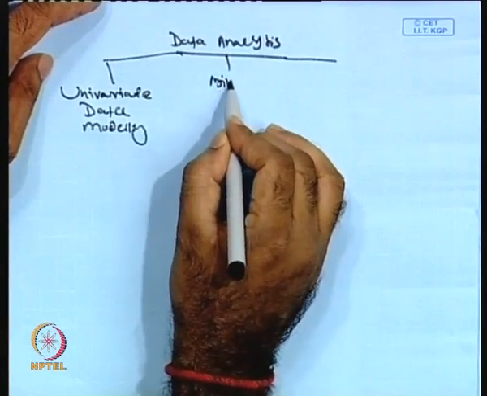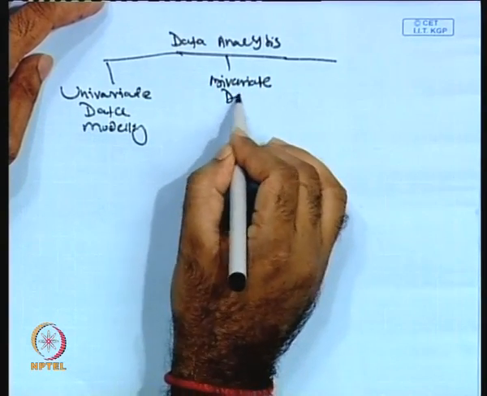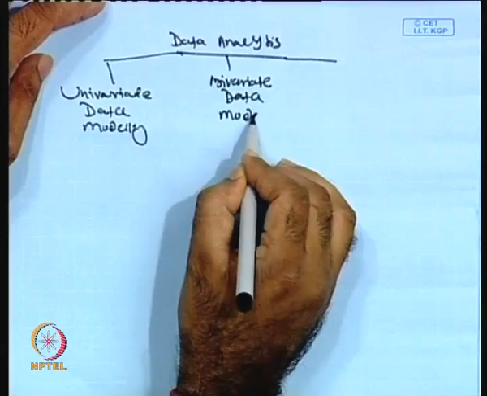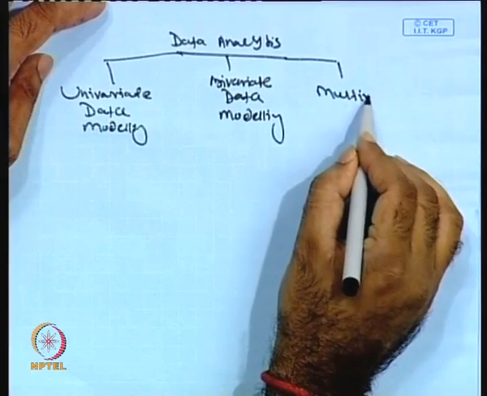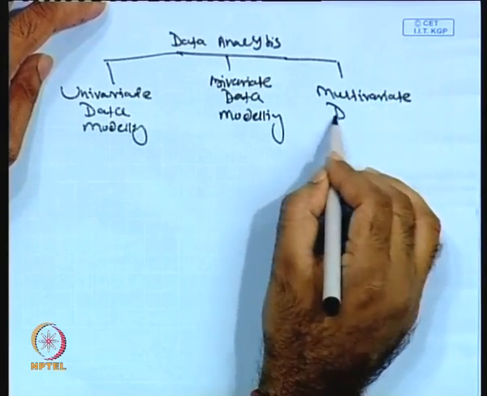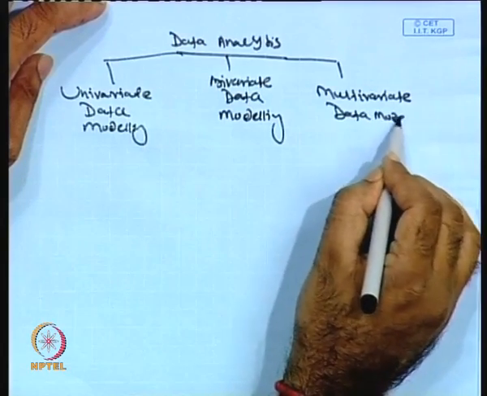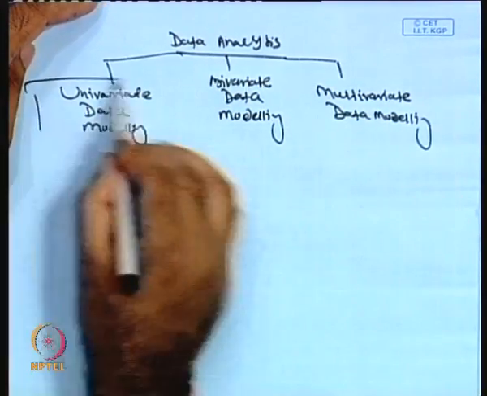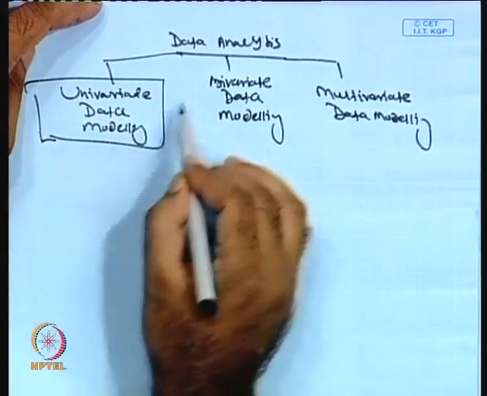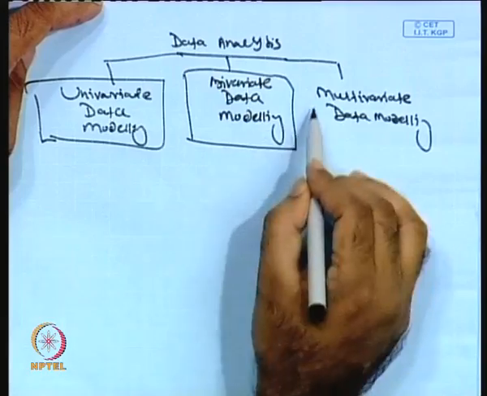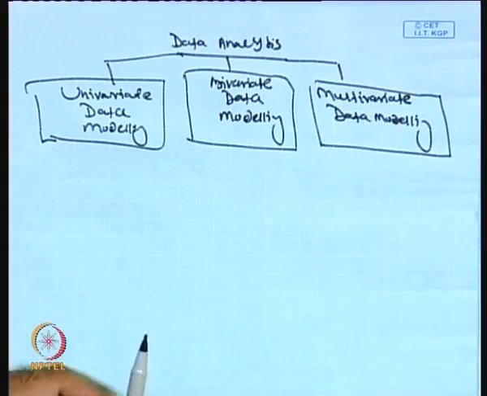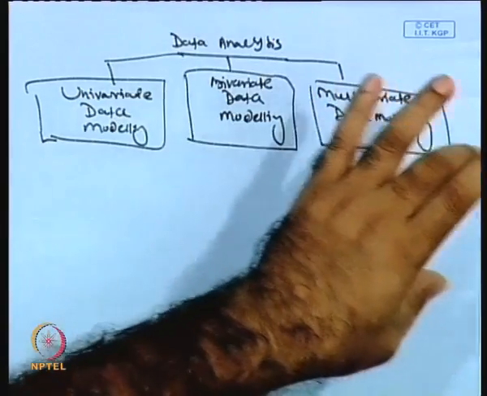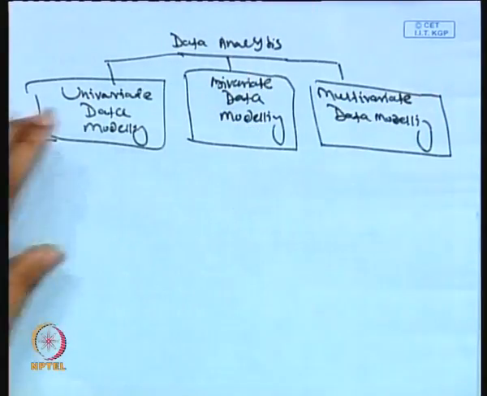then bivariate data modeling, then multivariate data modeling. Okay. So, we have univariate data modeling, we have bivariate data modeling and we have multivariate data modeling. Okay. So, now what is univariate modeling, what is bivariate modeling and what is multivariate modeling.